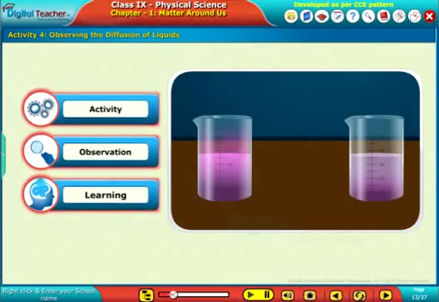Let us perform an activity to observe the diffusion of particles of liquids.